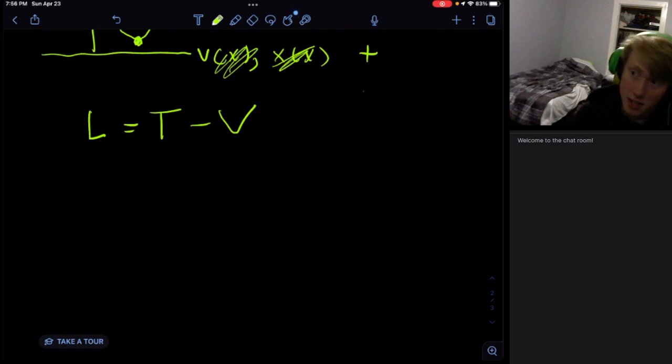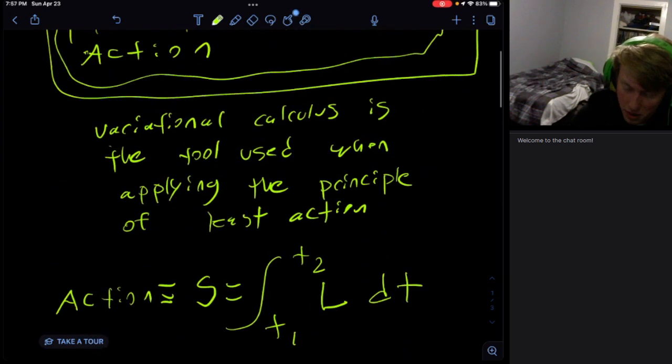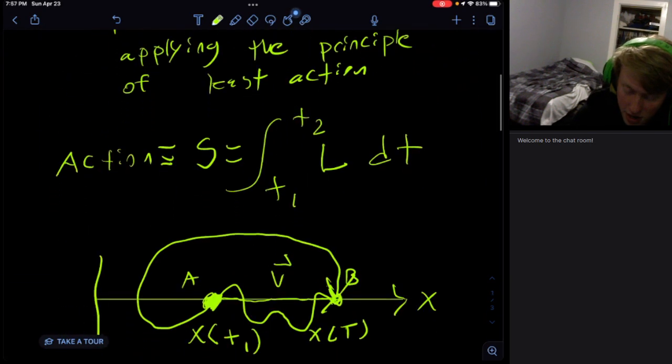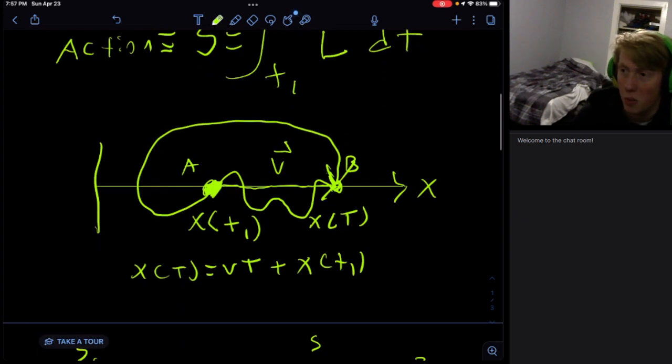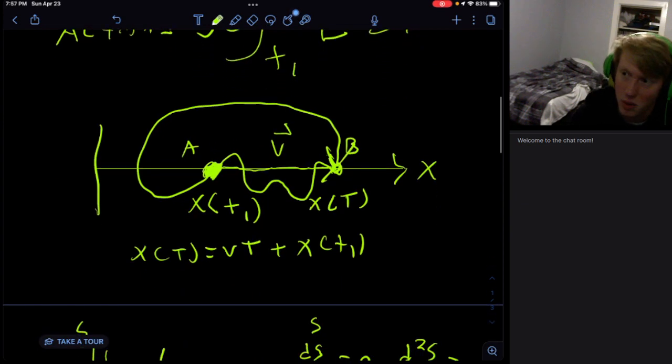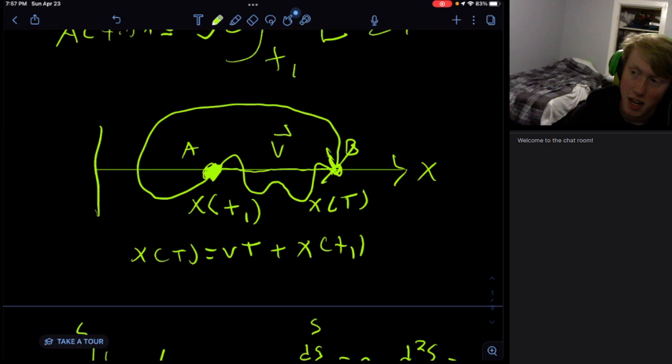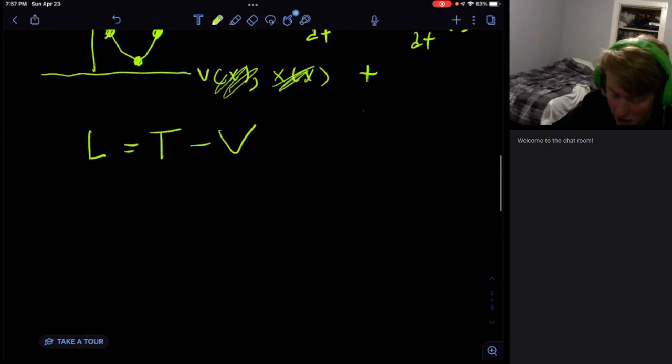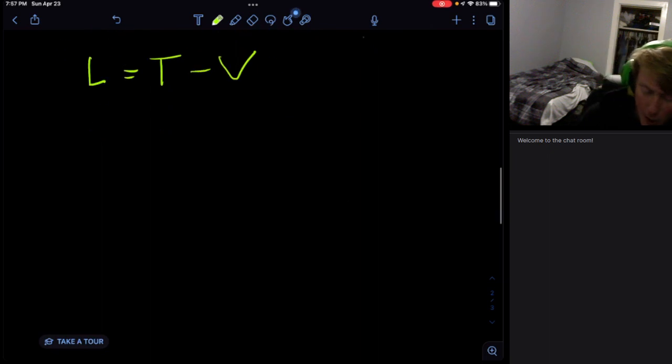So in this system, we have a particle with some constant velocity, or actually we're going to treat it as non-constant, but we know it's supposed to be constant, and so we're going to use that as a check to make sure we're on the right track later on. So let's set T equal to 1/2 mv squared.